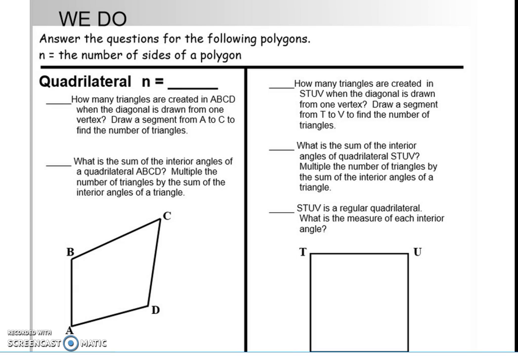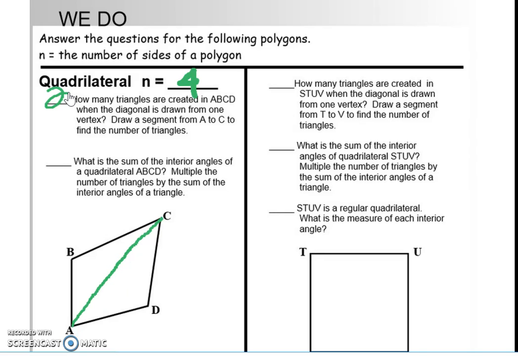All right, so now we're going to talk about interior angles, and we have some directions. So if n is the number of sides of a polygon, this polygon has 4 sides. How many triangles are created in ABCD when the diagonal is drawn from one vertex? So it says to draw a segment from AC to find the number of triangles. So I can split this quadrilateral into 2 triangles.